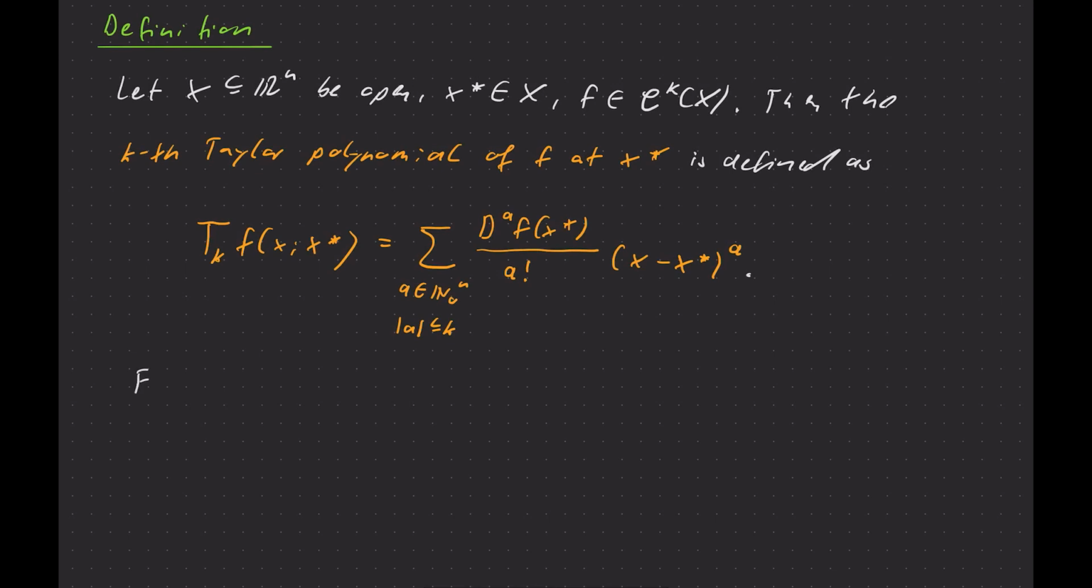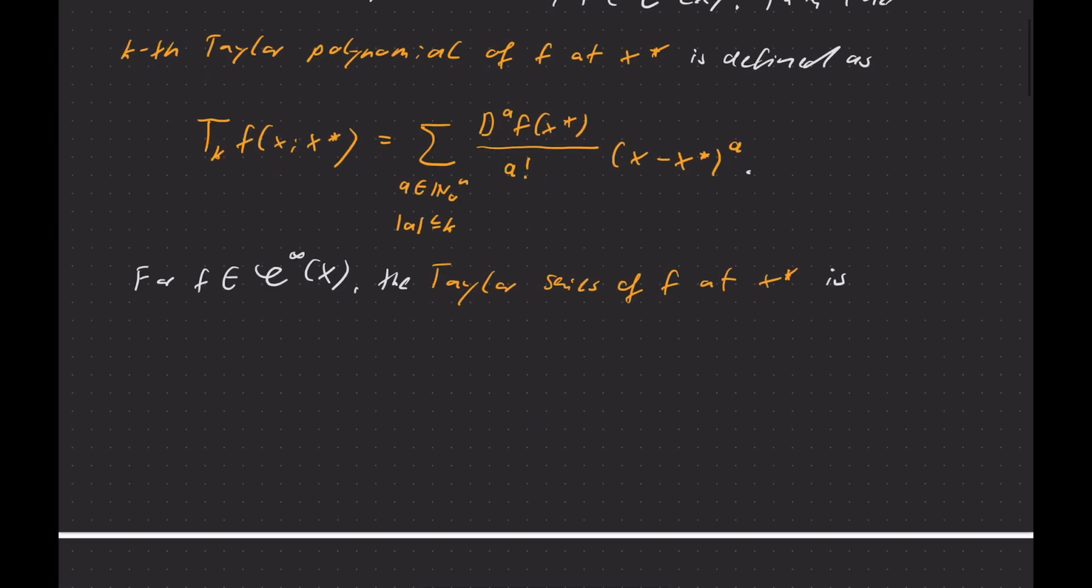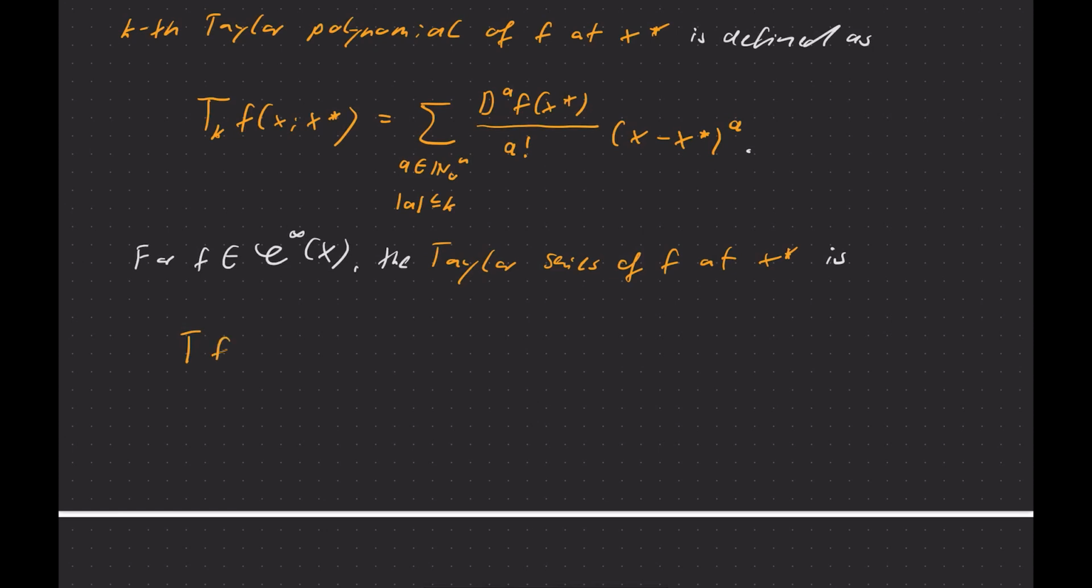So for f in C infinity of X, we can define a Taylor series. The Taylor series of f at x star is, well, that's T f of x star, and that's pretty much the same. The only difference is that we sum over all a in N_0 to the n without restricting that choice further. The rest of the formula is the same.